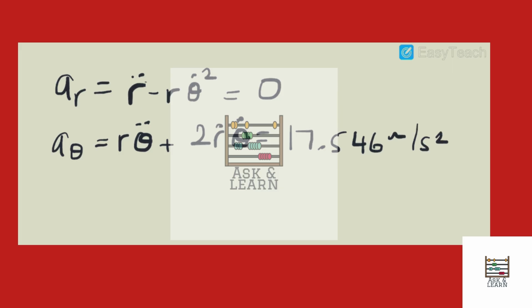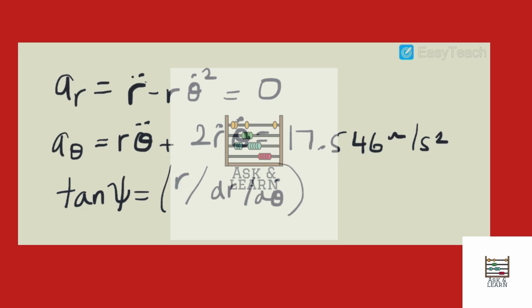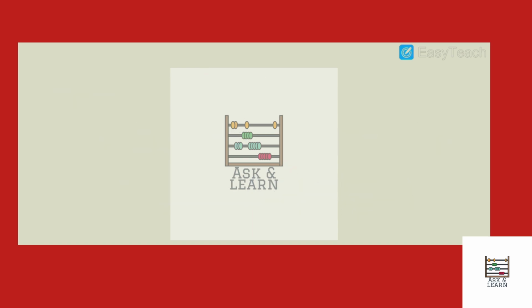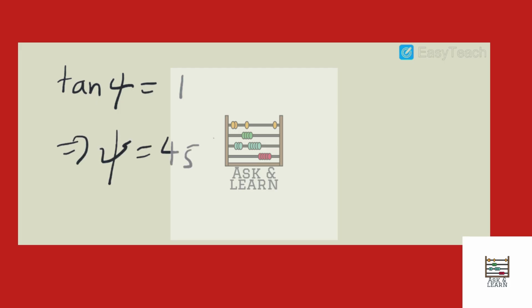Next, what we're going to do is define an angle psi such that the tangent of psi is equal to r divided by dr/d theta. And this is actually just e^theta divided by e^theta, which is equal to 1. Therefore, this tells us that the tangent of psi is equal to 1. Therefore, psi is equal to 45 degrees. Now we can use this when we draw a free body diagram.